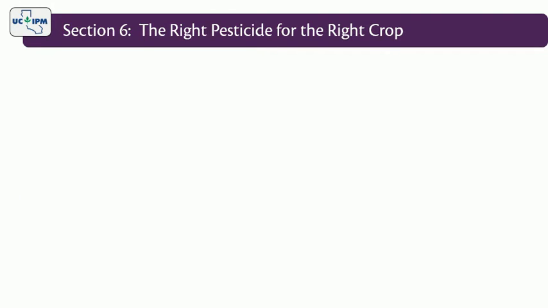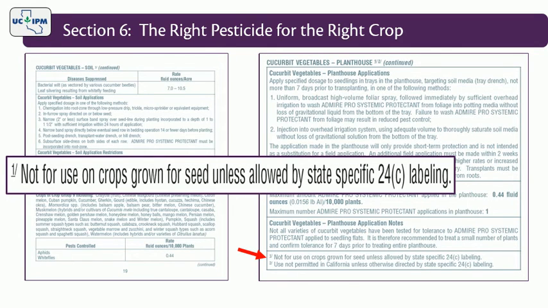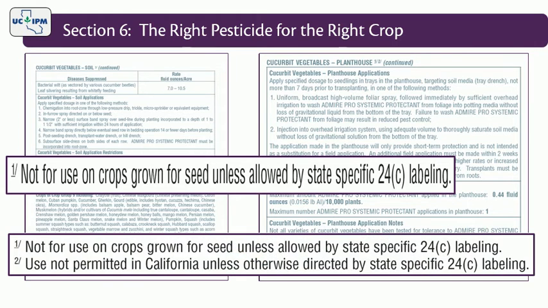But take a closer look at the more specific use directions below the table. For soil plantings or in plant houses, this product can't be used if you are growing your crop for seed. Note a further restriction for plant houses. The use is not permitted in California. All of the restrictions say use not permitted in California unless otherwise directed by state-specific 24C labeling. But what does this mean?